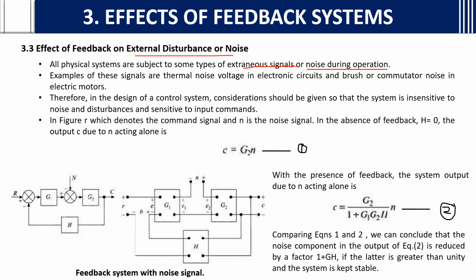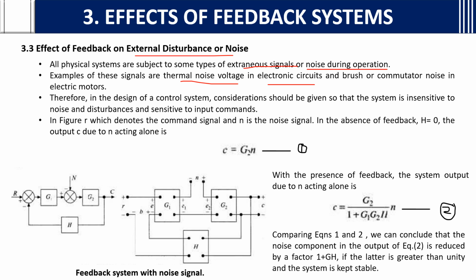Examples of these signals are thermal noise voltage in electronic circuits and brush or commutator noise in electric motors. There are some noises we get in a system. For example, in an auditorium, there is a person singing a song. There are times when you won't get the proper signal. That means there is some noise interrupting there. So that is the noise. It may be because of the feedback.